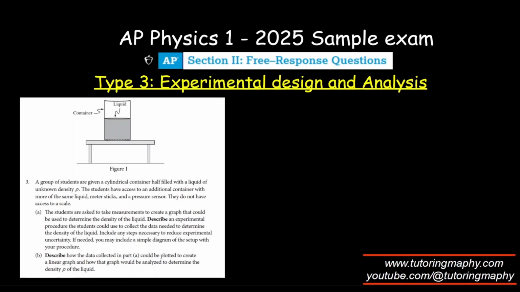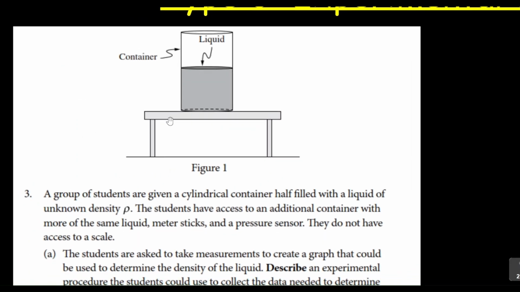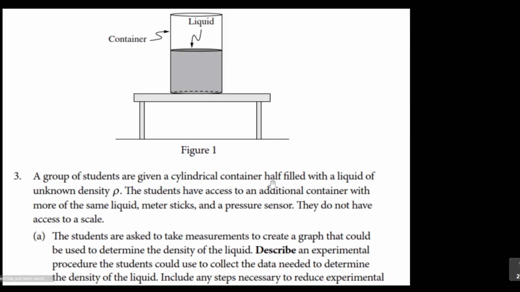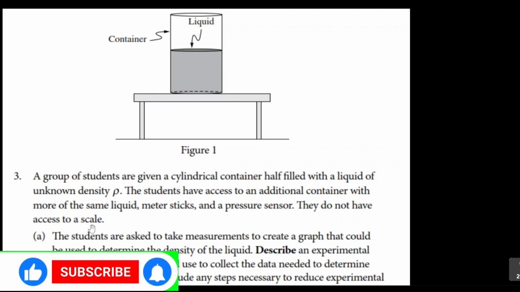Okay, all right. Here's a question. This question is based on fluid mechanics. Let's see what it has to tell us. There's a container over here, and that container has a liquid in it. Let's read this out. A group of students are given a cylindrical container half filled with a liquid of unknown density rho. The students have access to an additional container with more of the same liquid, meter sticks, and a pressure sensor. They do not have access to a scale.